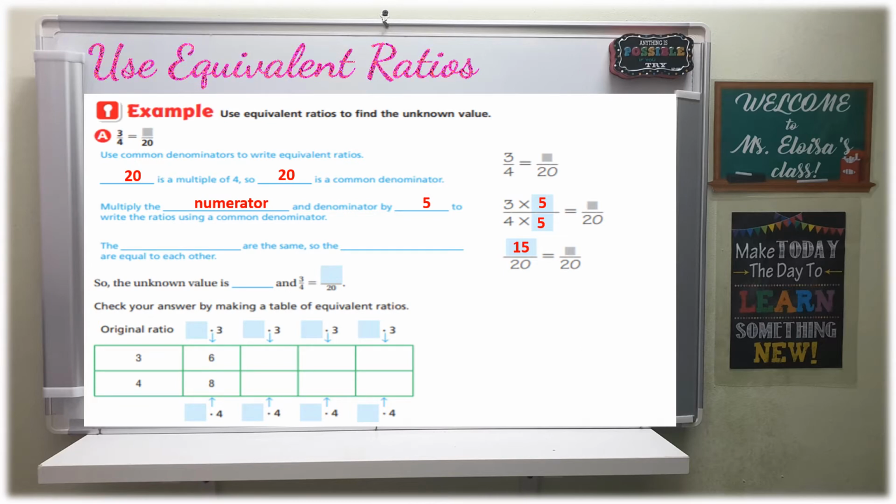The denominators are the same, so the numerators are equal to each other. So that means the unknown value is 15, and 3 to 4 is equal to 15 to 20. Check your answer by making a table of equivalent ratios. So the original ratio is 3 to 4. Multiplying both by 2 will give us 6 to 8. Multiplying both by 3 will give us 9 to 12. Multiplying both by 4 will give us 12 to 16. And multiplying both by 5 will give us 15 to 20.